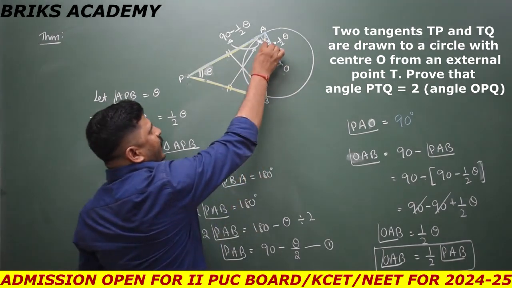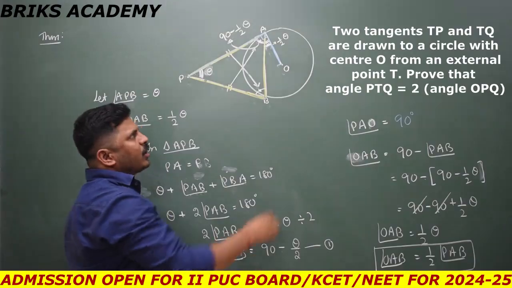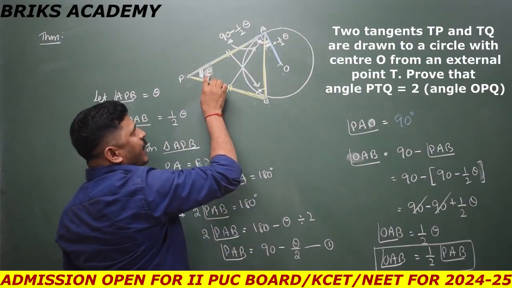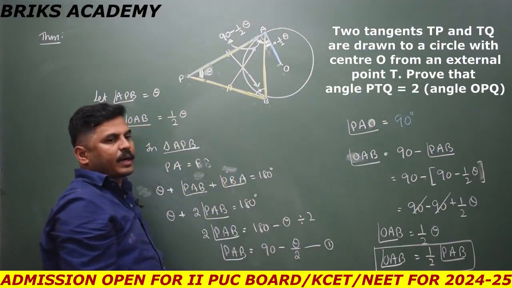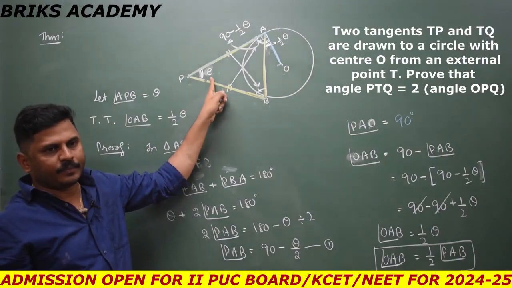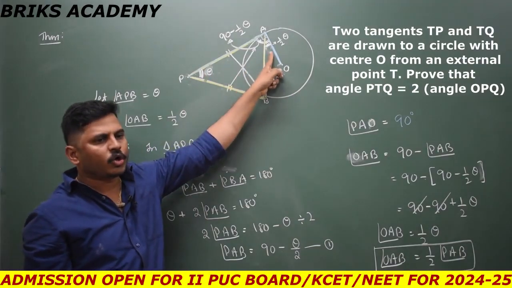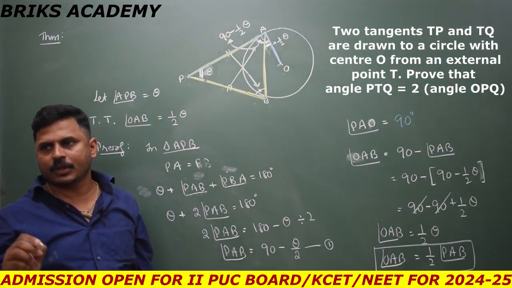So there is a relation between this angle and this angle. What relation? This angle is half of this angle, or this angle is double this angle. If this is 10, this is 20; if this is 40, this is 20. Very, very, very important question. As far as MCQ is concerned, it is a 1 mark question.